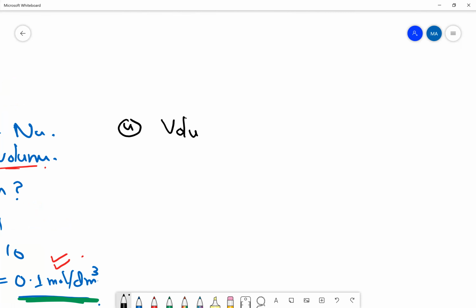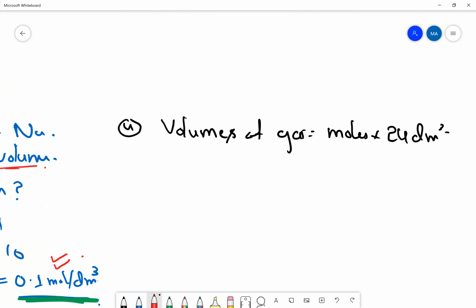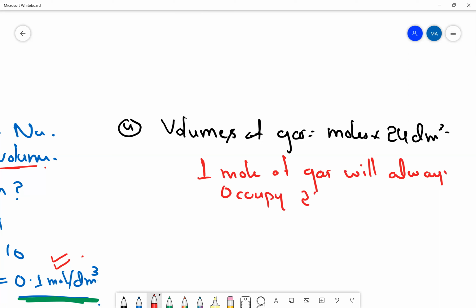So the fourth one here is the volume of gas. Now we're talking about the volumes specifically for gases. Volume of gas is equal to moles times 24 dm cube. Why? Because 1 mole of gas occupies 24 dm cube volume. This is a statement, okay? 1 mole of gas will always occupy, you can write it down, 24 dm cube volume.